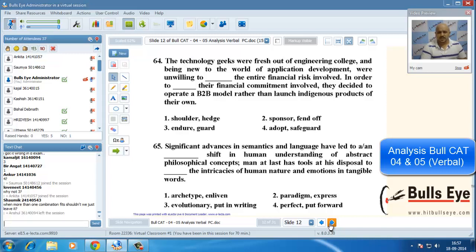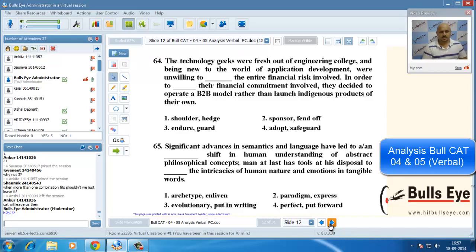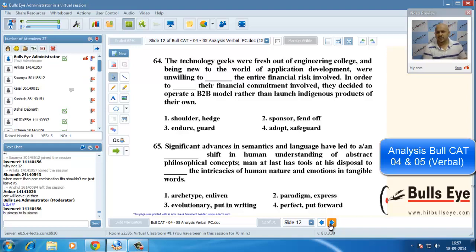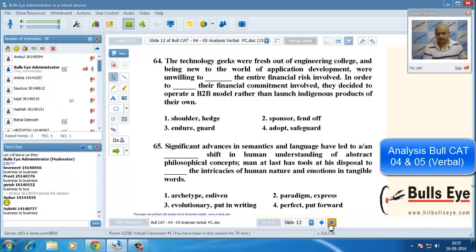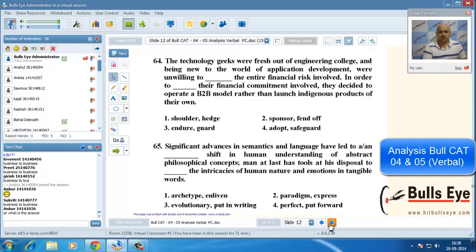What does B2B mean? Meaning of B2B. Absolutely perfect. B2B means business to business. In order to dash their financial commitment involved, they decided to operate a B2B model rather than launch indigenous products of their own. Which effectively means they took a safer approach. So if they're taking a safer approach, what are they trying to do? They are trying to safeguard their financial commitment. They are trying to minimize the risk.